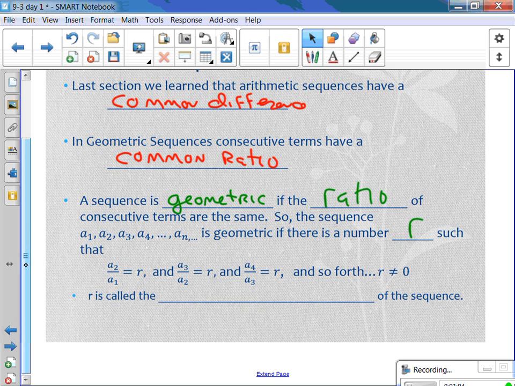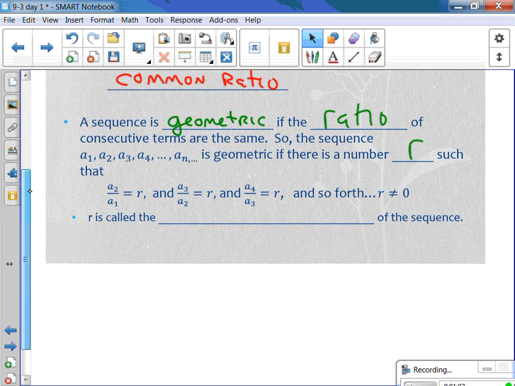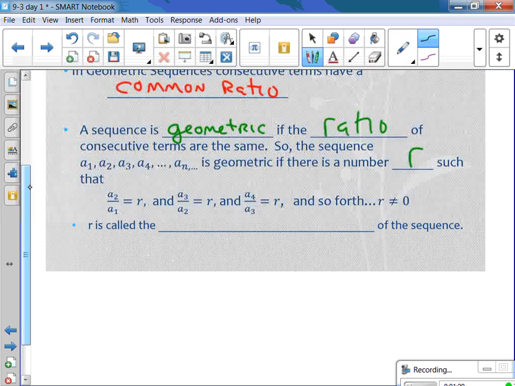This is the same thing as when we did what? With our arithmetic series, we did what? Absolutely. Our A2 minus A1, A3 minus A2, and came up with that common difference. Here we're doing division now. Our A2 divided by A1, and so forth. So if we have that common ratio, we know that we have ourselves a geometric sequence, and as I just said, R is called the common ratio.